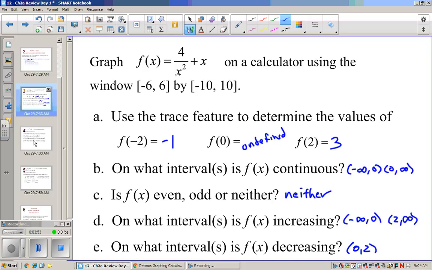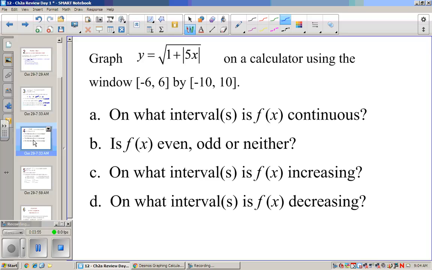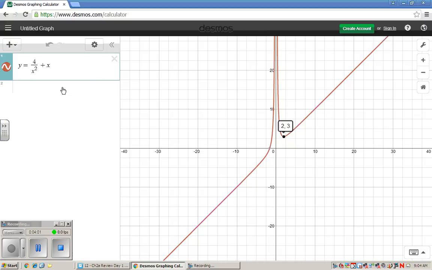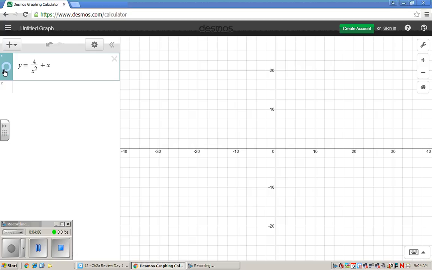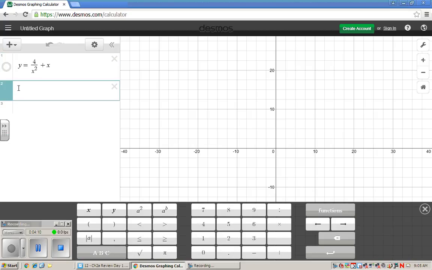All right. Let's look at our next equation. In this equation, we have the square root of 1 plus the absolute value of 5x. So I'm going to go back over here, and I can click on this, and my old equation is there. If I wanted to come back to it, it would still be there. And I can add a new equation down here, and I'm going to do y equals the square root. There's a square root key right here. And then it was 1 plus, and an absolute value right here, 5x.